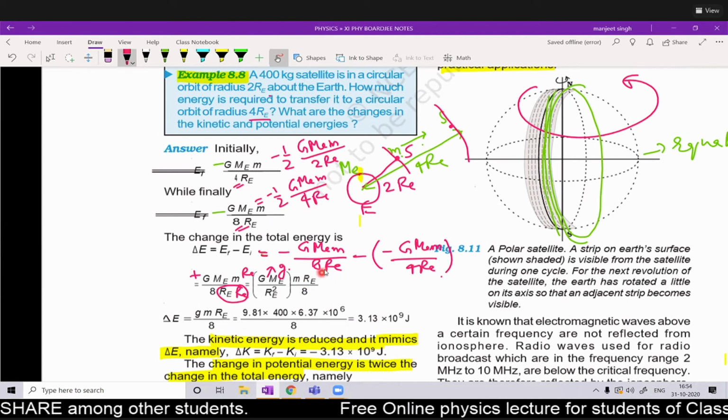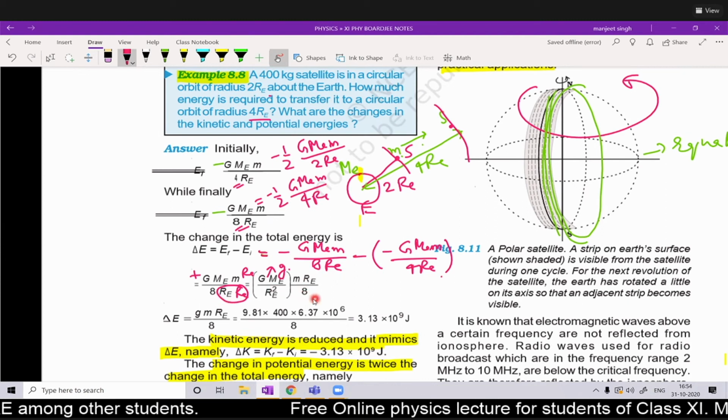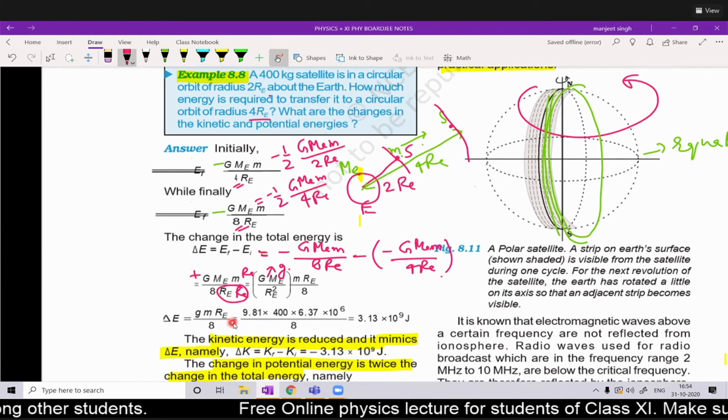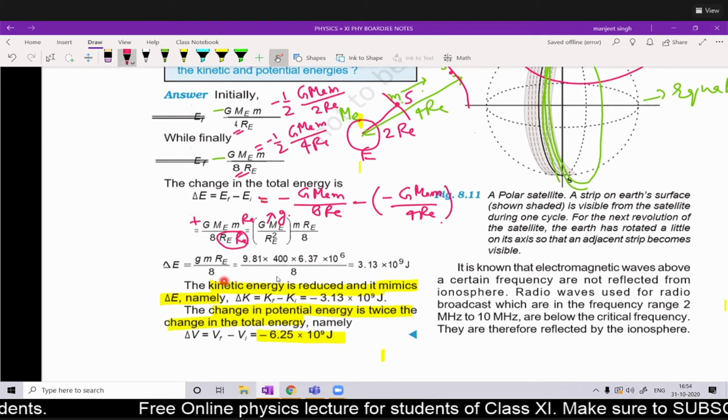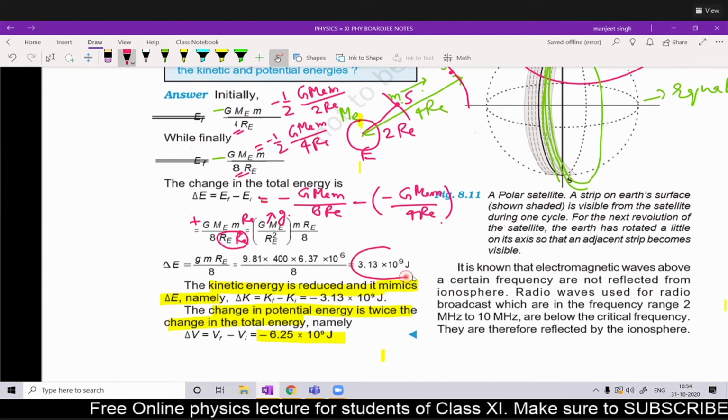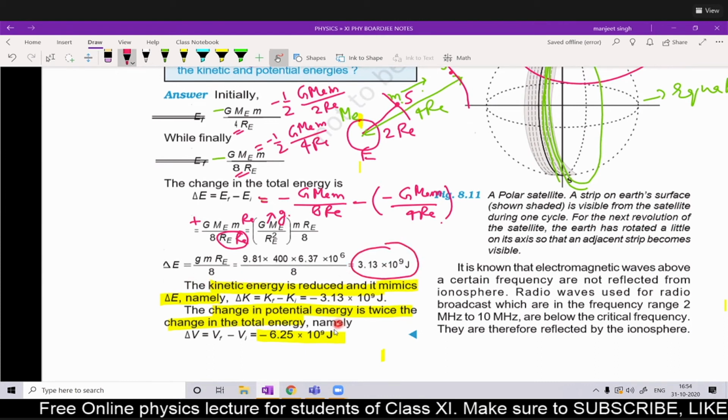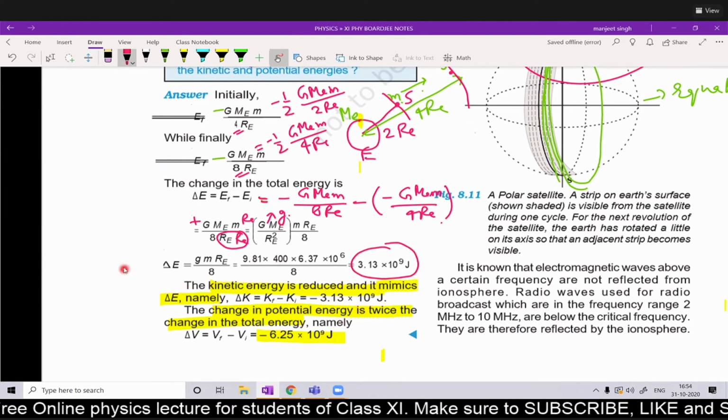So it comes out to be GMRE upon A. The change in the total energy becomes positive 3.13 into 10 to the power 9 joule. This is the change in the energy. Now this is the total energy.